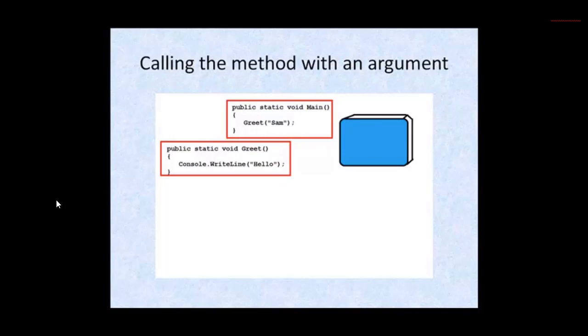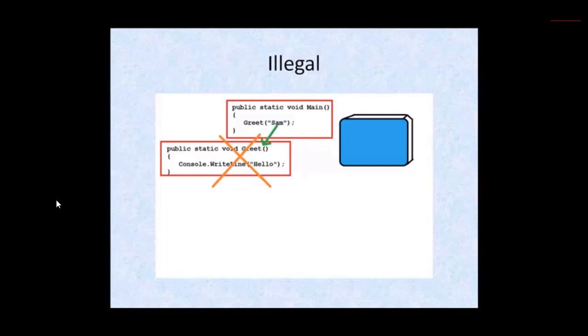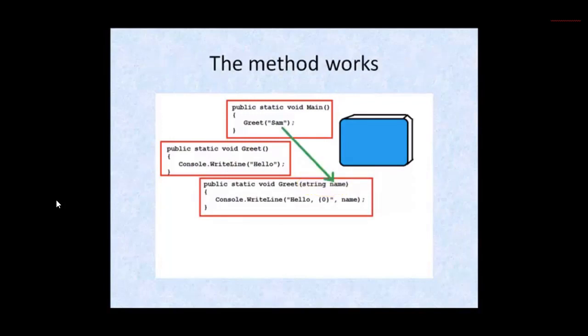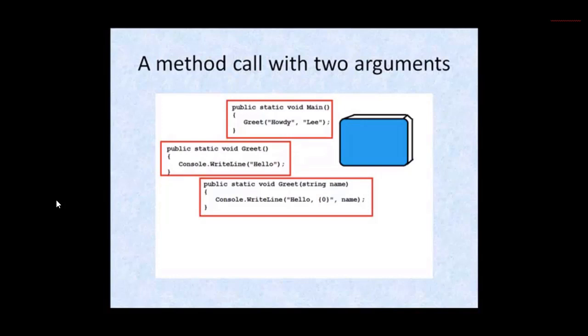Here's a program that calls the method but uses a string argument. If the greet method without any parameters is the only one that exists, then the program will not work. However, you could write a second version of greet that accepts a string parameter. And now the main method can send its argument to this version of the method, and the method produces hello along with the name.